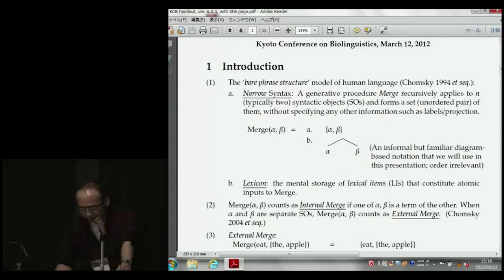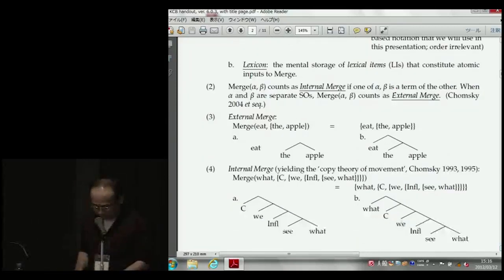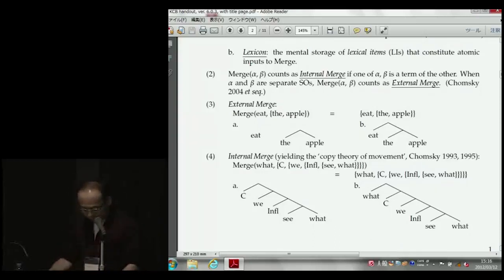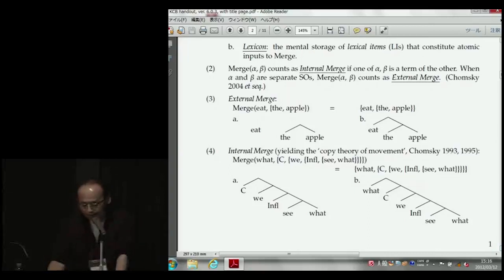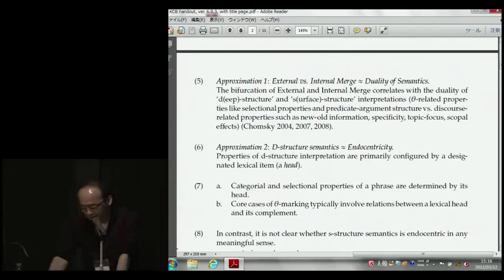As pointed out by Chomsky, it can be either that alpha and beta are separate SOs, or that one is part of the other, and this yields a bifurcation of external Merge and internal Merge, as defined in 2. 3 represents an example of external Merge, which combines 2 independent SOs, eat and the apple. In contrast, internal Merge combines 1 SO and one of its terms, say for 4A, what, and it creates another occurrence of what at the edge of 4A, yielding the so-called copy theory of movement.